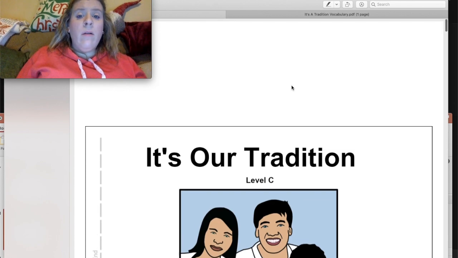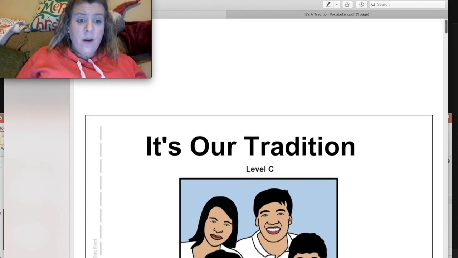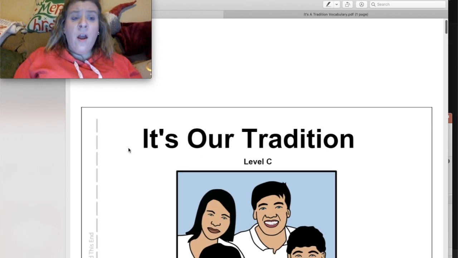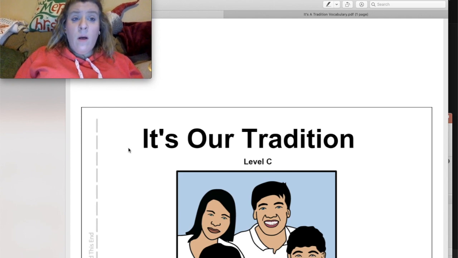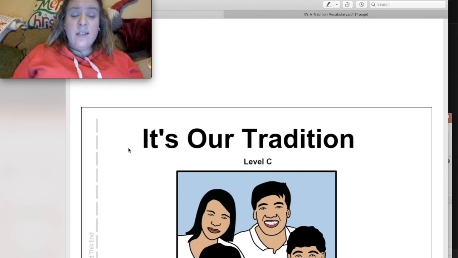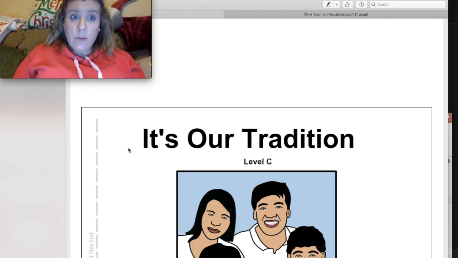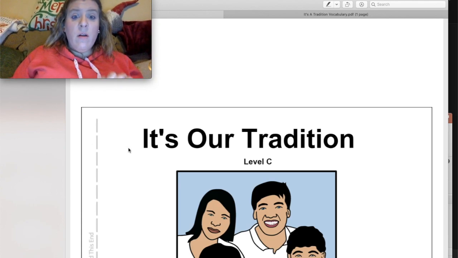So again, we are reading our introduction chapter. It's a more simple chapter. It's our intro to the unit book. Again, our unit for this month is all going to be about holiday traditions. We're going to be learning about different types of winter holidays. We're going to learn about what some of those typical traditions are. But we're just starting off with a simple chapter book.